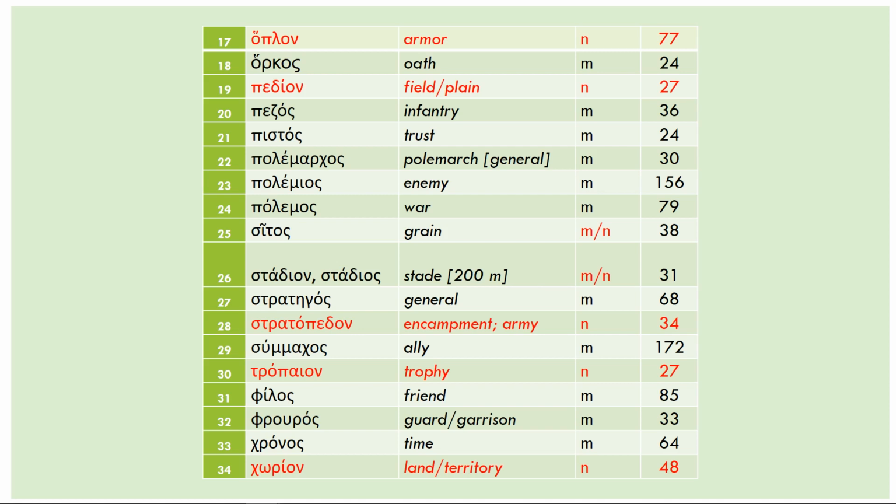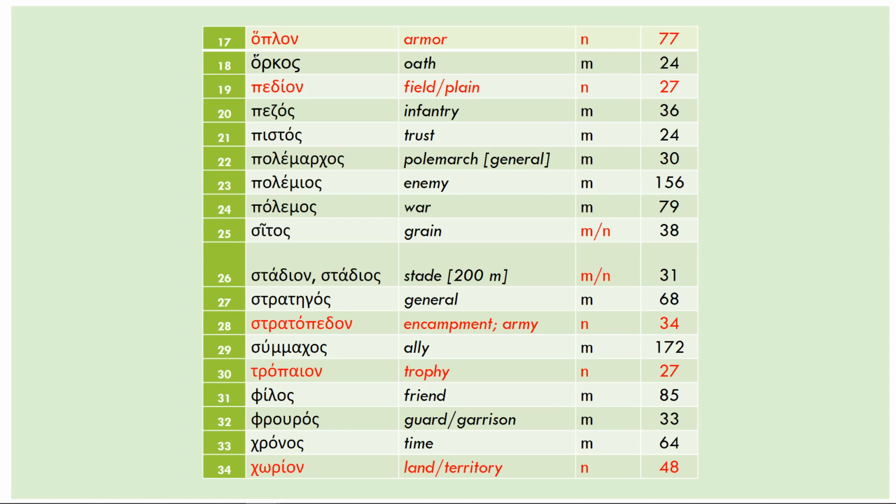Tropion is where we get the English word trophy, and that's what it is. It's a trophy. If you beat the enemy, you usually take some of the spoils and pile up the armor you take off the enemy dead and pile it up as a trophy in honor of a god. Philos means friendly, but it's often used substantively, so much so that it means friend. So you can have it as an adjective or a noun.